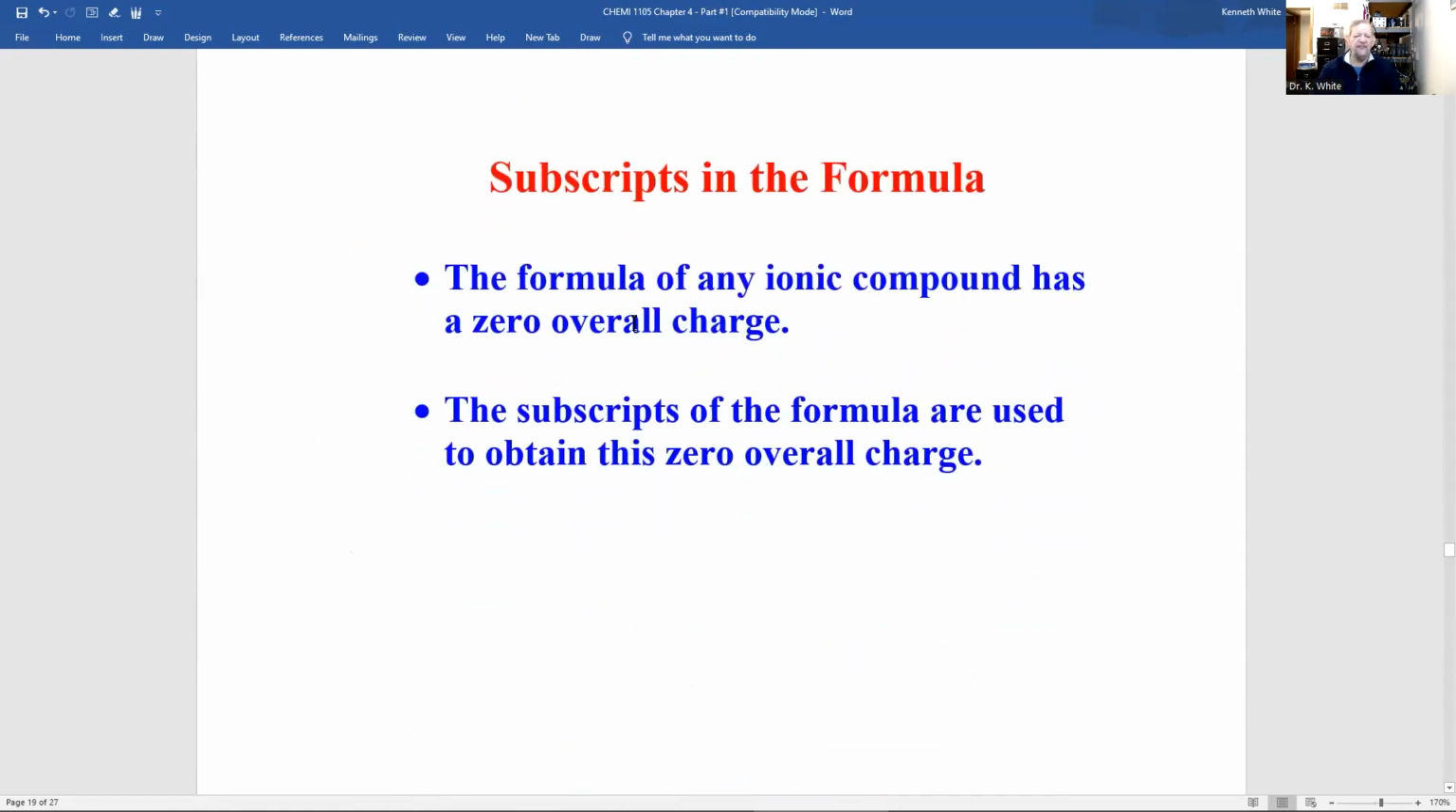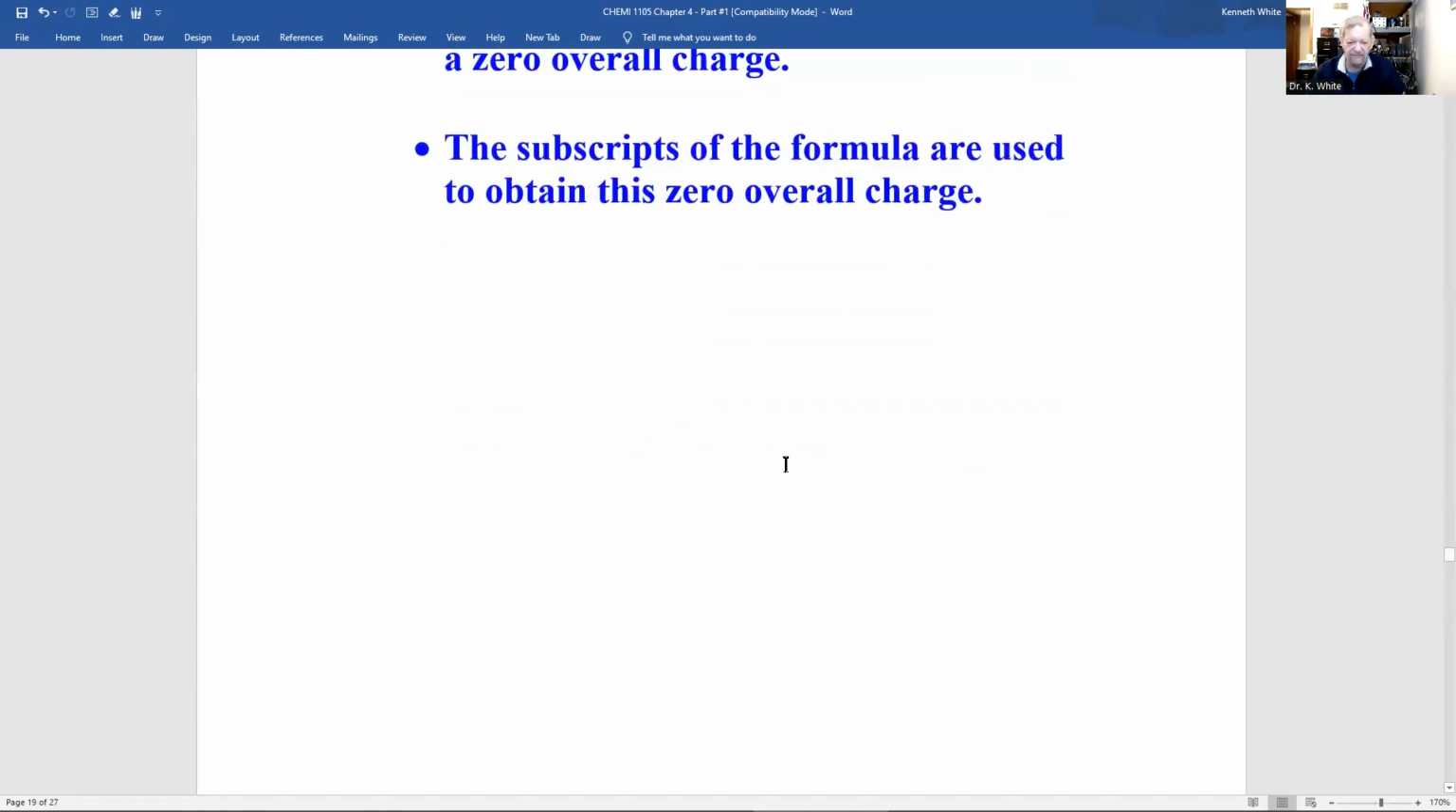Now, the subscripts in the formula of any ion has a 0 net overall charge, and the subscripts of the formula, how many atoms of each type are in that formula, are used to obtain 0 overall charge. Again, the subscripts, the number of ions present, you just see them as the atoms in the formula, are used to obtain a 0 net charge for that molecule.